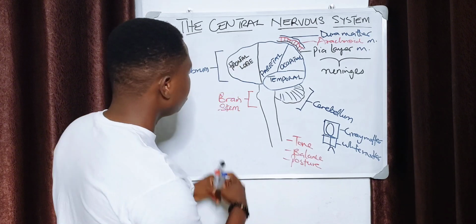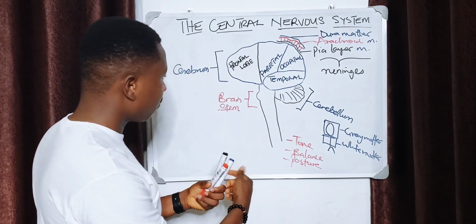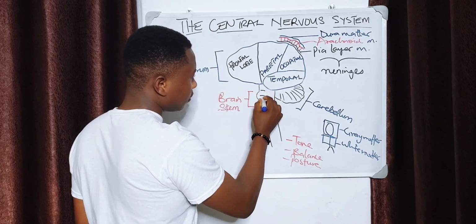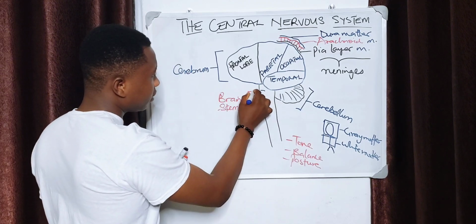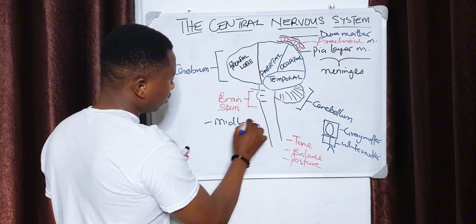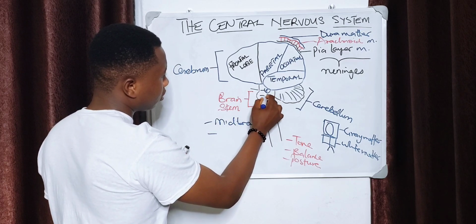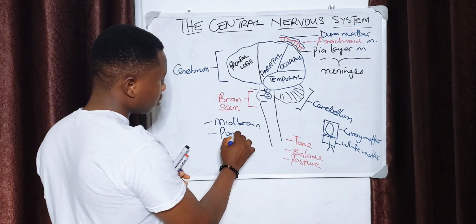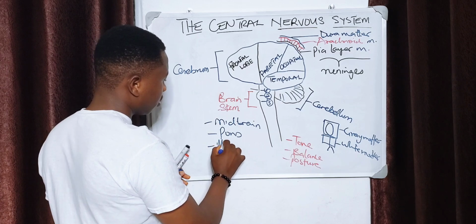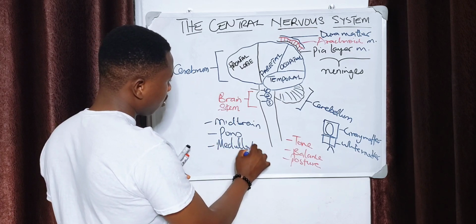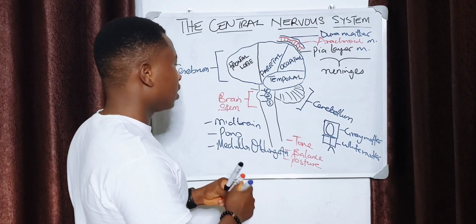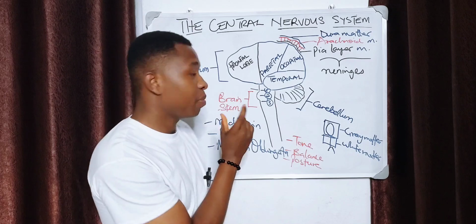All right. Now, coming to the brain stem. The brain stem is actually made up of three parts. The first is the midbrain. The second is the pons, and the third is the medulla oblongata. So these are the three major parts of the brain stem.